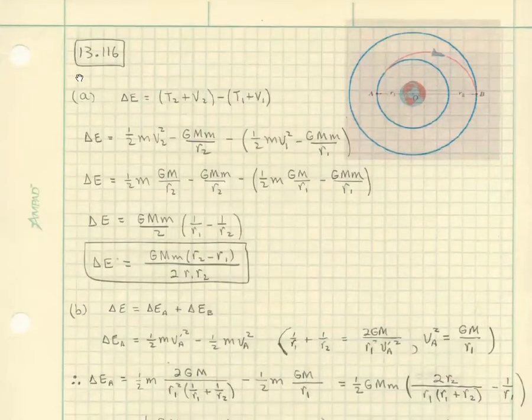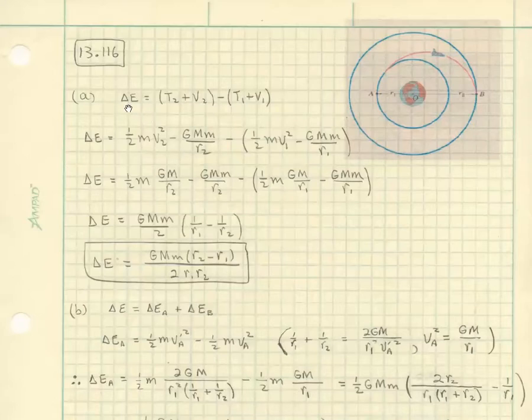Problem 13.116 right here involves a spacecraft that's in a circular orbit about the Earth, and we're going to put it in an elliptical transfer orbit to put it out to a larger radius and then go into a circular orbit from there. We're trying to calculate or show that the change in energy of going from this circular orbit to the outer circular orbit is given by this expression right here.